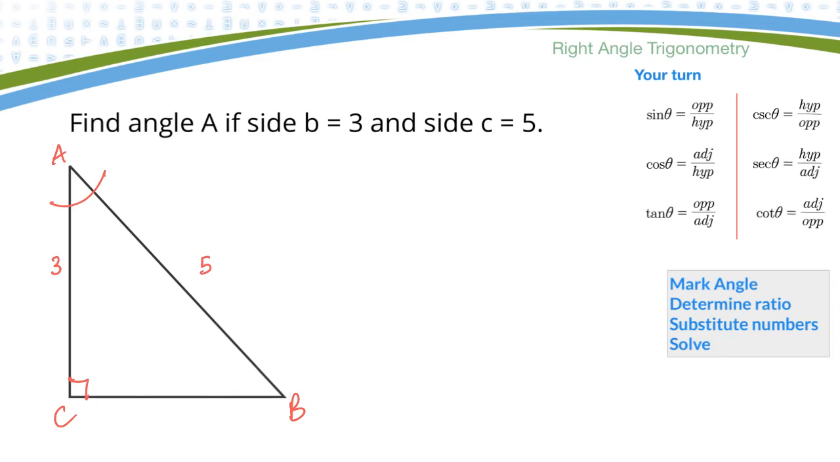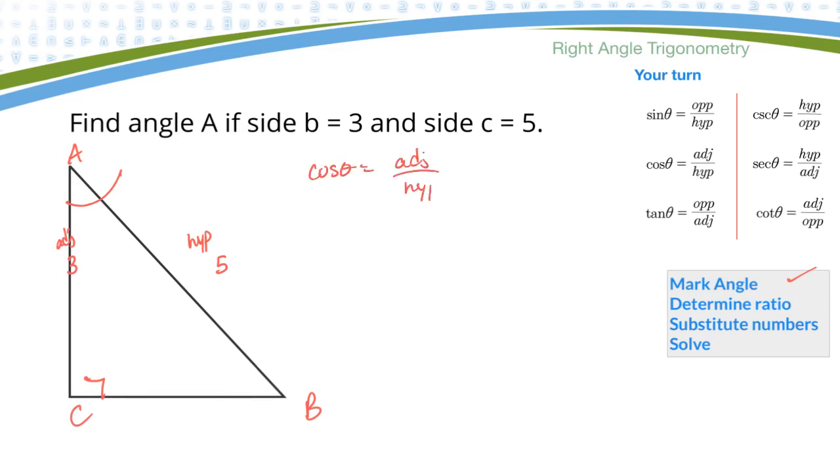Okay, so I've labeled things. I've marked my angle. Determine the ratio. This side is my adjacent side and this side is my hypotenuse side. So adjacent over hypotenuse has got to be cosine. So cosine of an angle is adjacent over hypotenuse. So cos of an angle, and in this case it's angle A, is equal to the adjacent side, 3, over the hypotenuse side, 5.